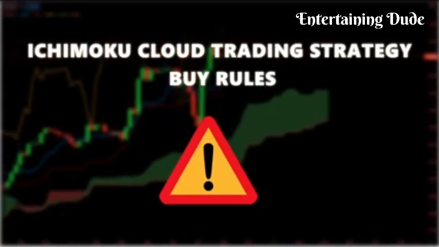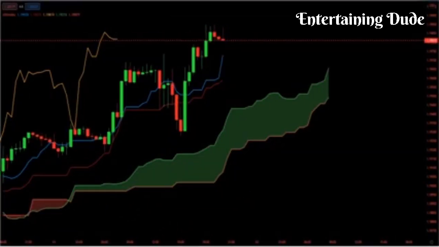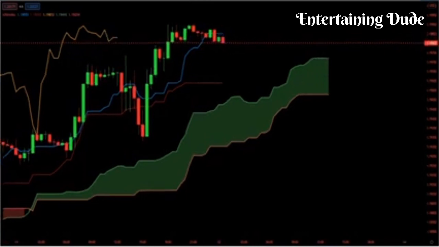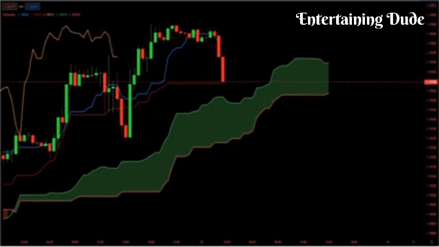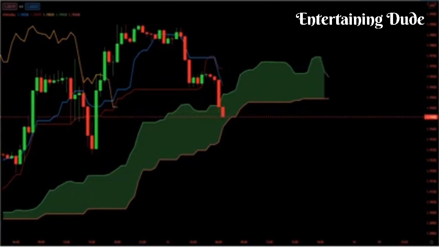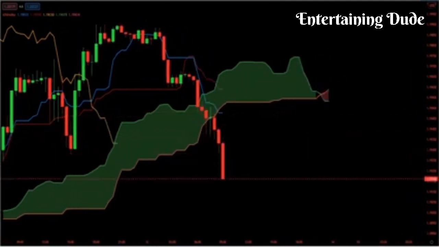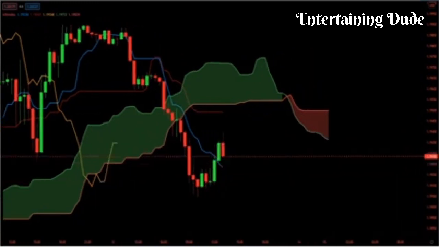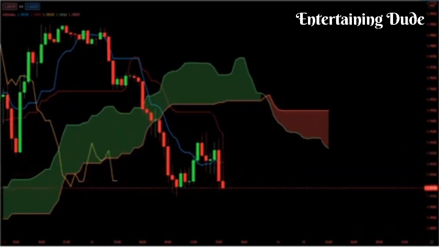Ichimoku cloud trading strategy. By design, the Ichimoku cloud system is meant to keep traders on the right side of the market. Our trading rules will help you follow the trend for as long as possible, at least until it's clear that a reversal is occurring. The Ichimoku system suits swing trading best. This is because it maximizes profits while minimizing the risk involved in trading.